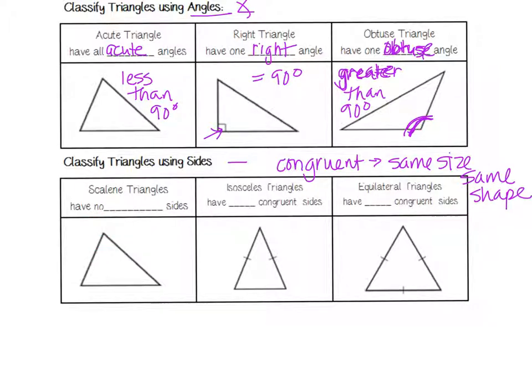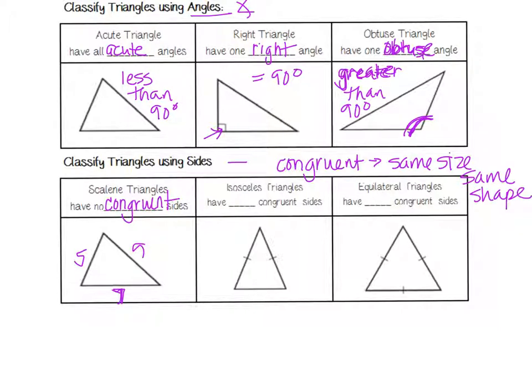the triangle has no congruent sides, which means that all sides are different lengths. So if this was 5, this was 7, this might be 9. I'm just throwing random numbers in there, but no sides are the same length.